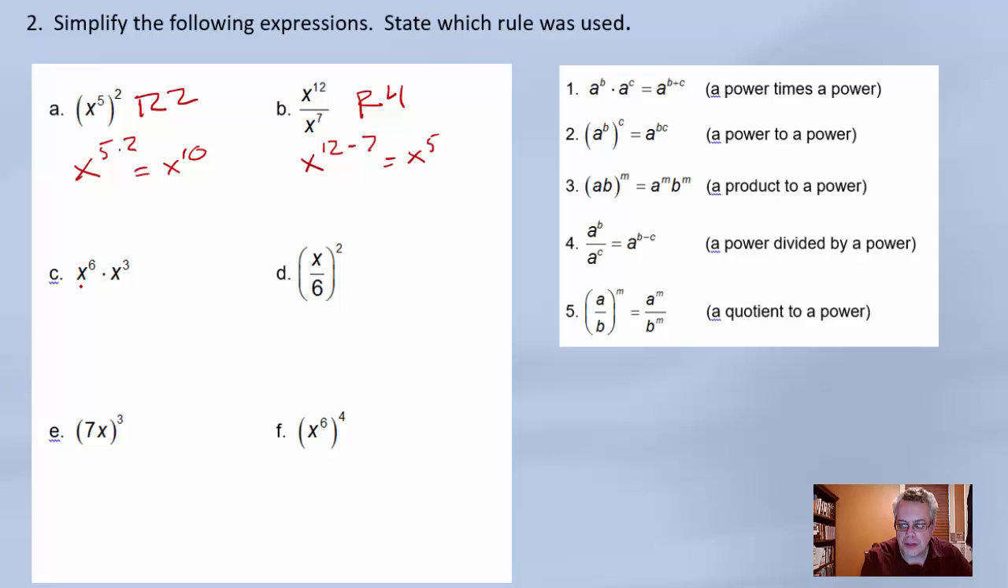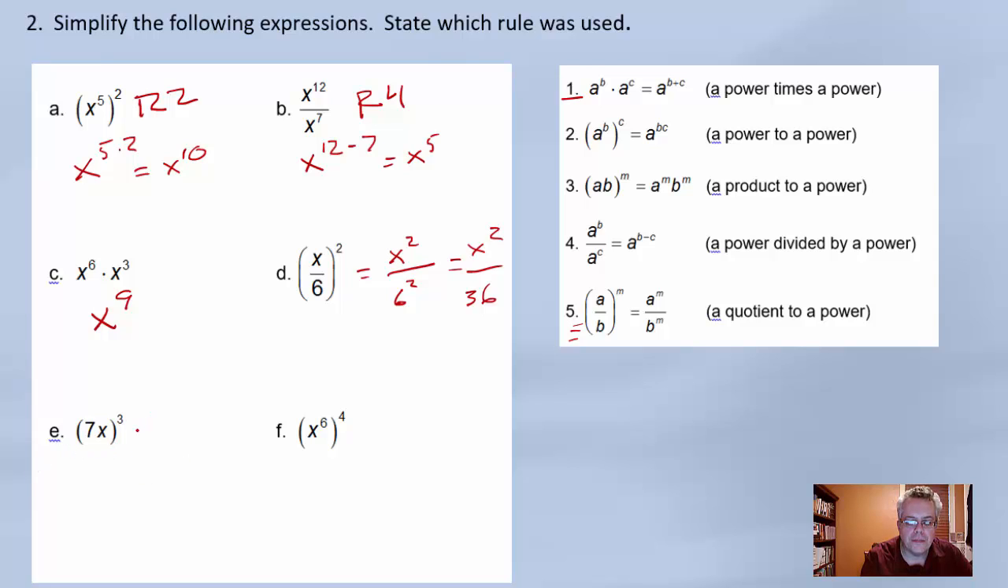C. This is a power times a power. That's rule number 1. So when we multiply powers, we add exponents. That'd be x to the 9th. D. Big fraction in parentheses raised to a power. That's rule number 5. So the numerator gets raised to the 2nd power, and the denominator gets raised to the 2nd power. So we have x squared over 36.